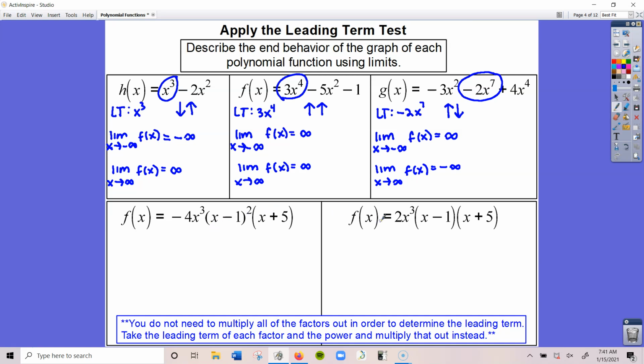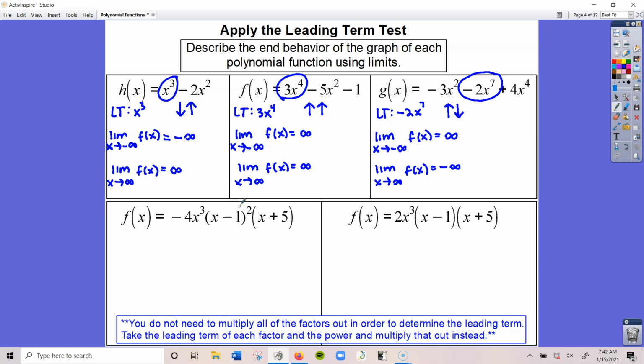Now, if you look at these two examples here, these are written in factored form because you can see that we have all of those individual factors that we would need to multiply to then write the equation in polynomial standard form. In order to determine the leading term, we need this in standard form. However, notice that in all of these examples, we didn't use any of those other terms. We just used the leading term. So instead of having to multiply everything out, because that would be very time consuming, A, and B, there's a lot of room for error if you were to try to multiply everything out.